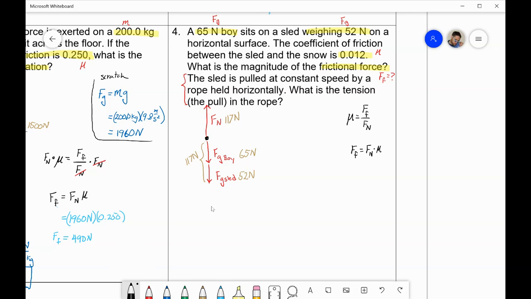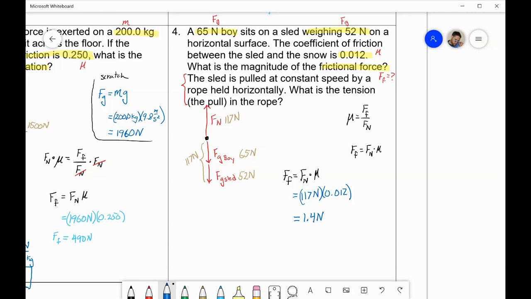So I can say my frictional force is equal to my normal force times my coefficient of friction, and I've got 117 newtons, and I'm going to multiply that 117 by this 0.012, no units on that, and this is going to be my frictional force, which is the first part of that problem. So I've got 117 times 0.012, and now my frictional force comes out to be 1.404, but I'm going to leave it as 1.4 newtons. That's my frictional force.